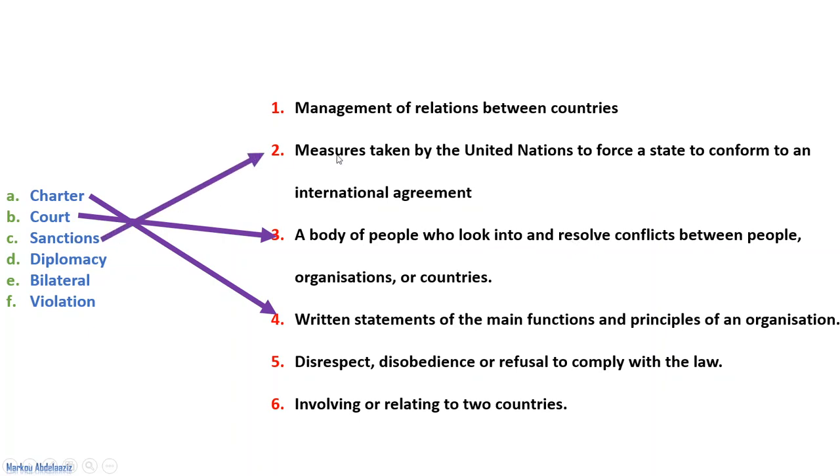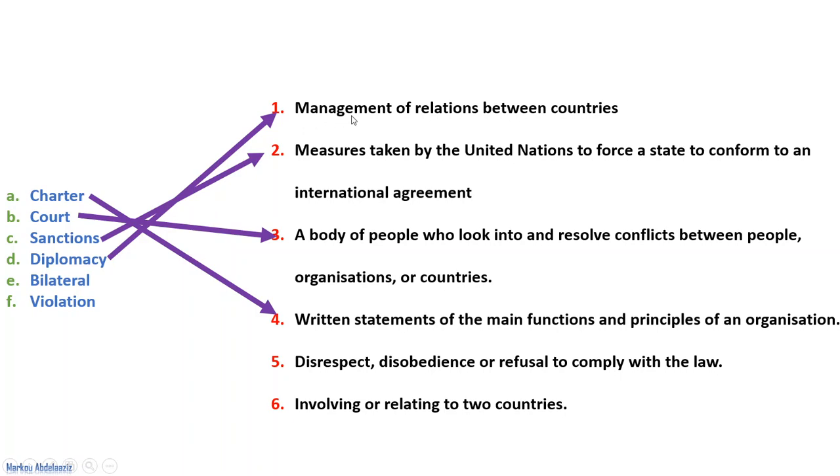Sanctions. What are sanctions? Measures taken by the United Nations to force a state to conform to an international agreement. Okay, so we have an international agreement. You know what does it mean, agreement? It is coming from agree. So international agreement means that all the countries in the world agree to that international agreement. They agree on something. But when one state or one country doesn't agree, then the United Nations takes some kind of measures or actions which we call sanctions.